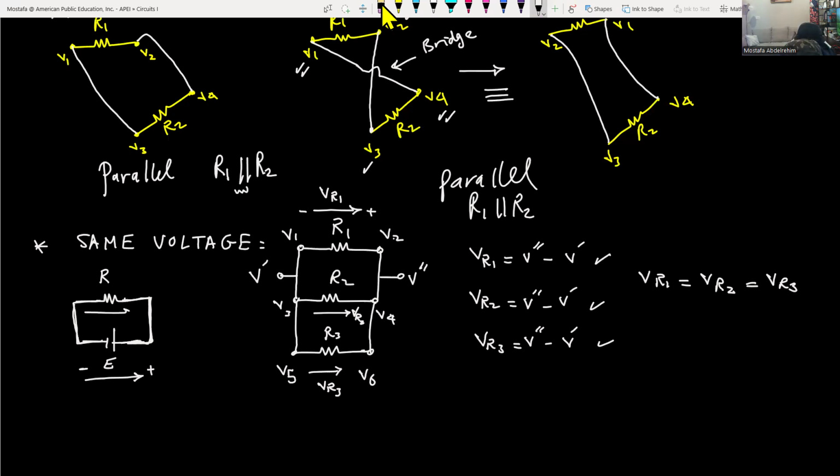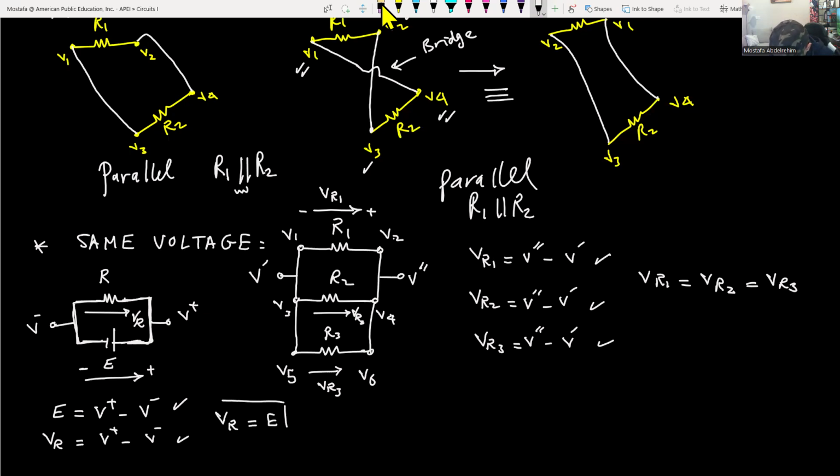So VR is like that. Let's call this one V positive and this one V negative. So VE is equal to V positive minus V negative. VR is equal to, again, V positive minus V negative. Oh man, they are exactly the same, correct? So that means VR is equal to E. You're going to see this many times. Good.